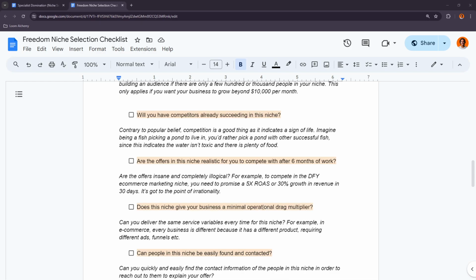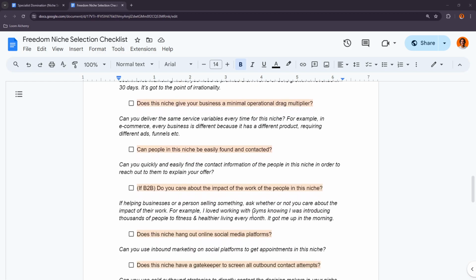So for example, can you actually deliver the same service variables every time for this? Now there might be some changes that you might have to make, but I hope you get the general idea. Because for example, in e-commerce, every business is different. Some guy is selling a treadmill, while some guy is selling a t-shirt, or some guy is selling a toy, right? So everyone has a different product, and it requires you to make different ads, different funnels, etc. So in that case, it would be much better if you avoid this.